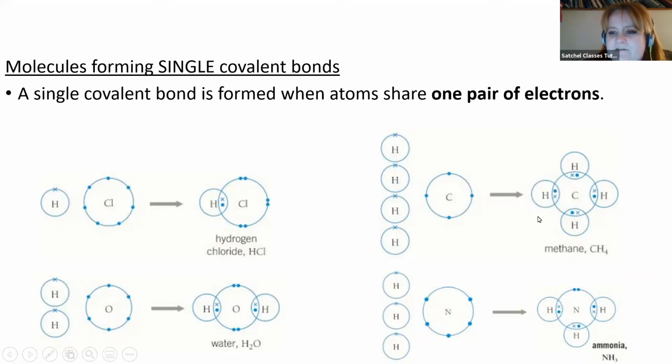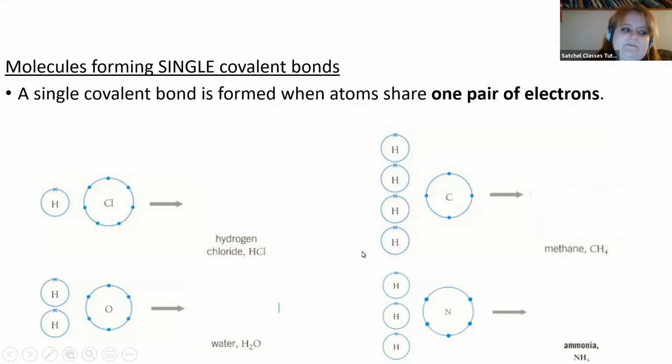Okay, so it bonds with 4 hydrogens. So they each form a pair and will share 1 pair of electrons there. And lastly, ammonia. Probably know it as not smelling very nice. Ammonia. Nitrogen's got 1, 2, 3, 4, 5. It needs 3. So it bonds with 3 hydrogens to form ammonia.